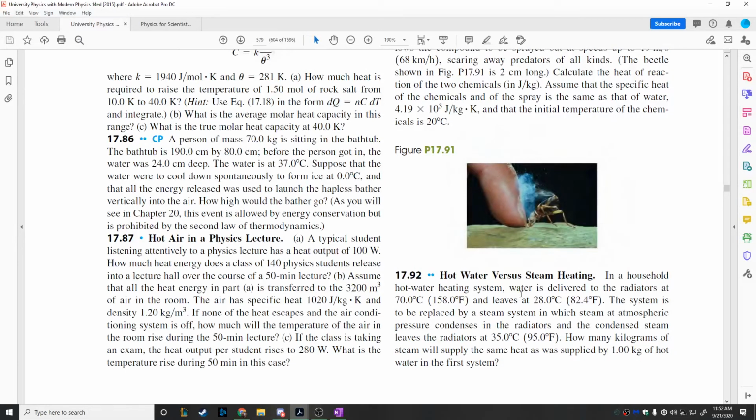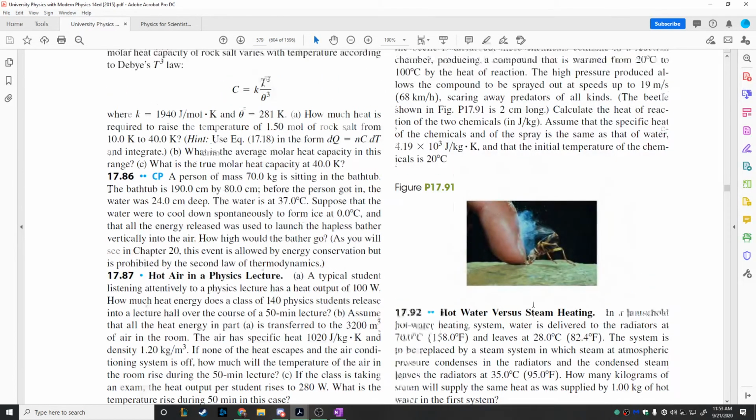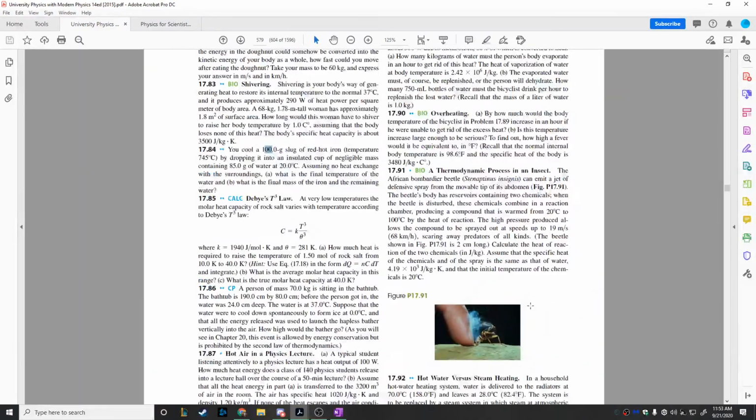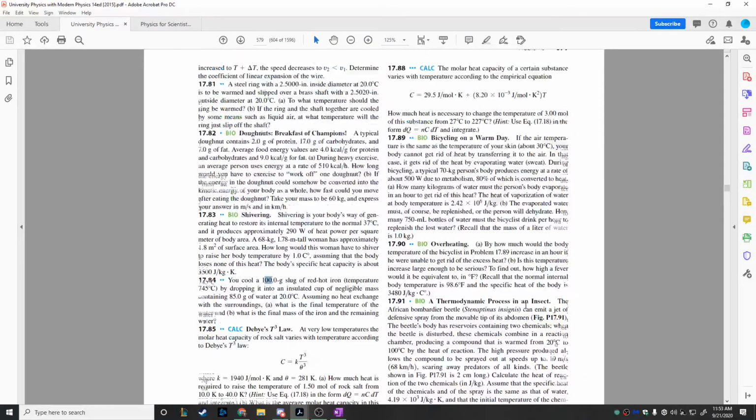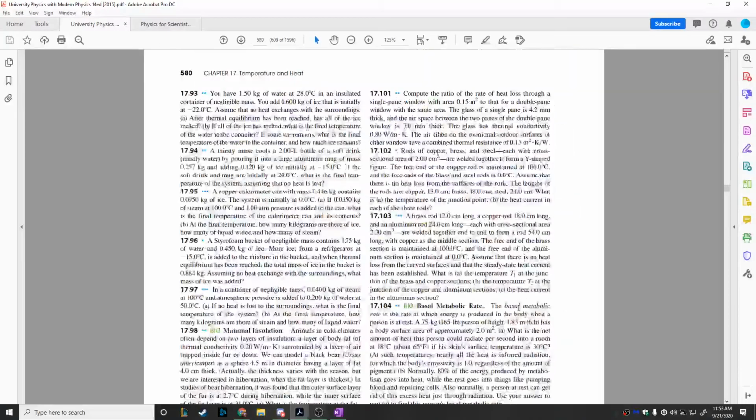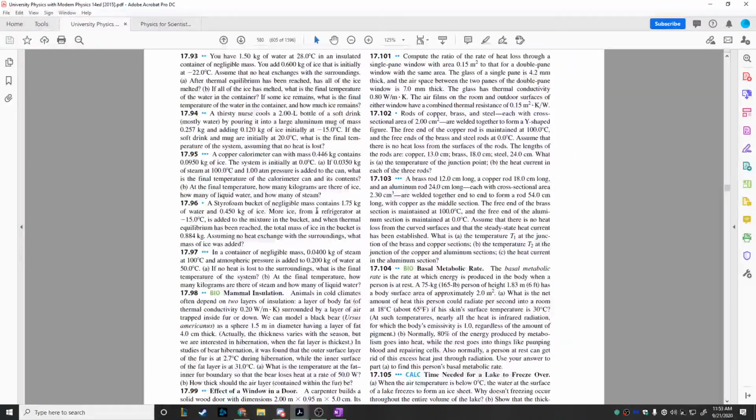Silly. Hot water versus steam heating. In a household, hot water heating, water is delivered to radiators by this. Yeah, this is kind of a silly one too. We may have to go to a different book. No offense to the publishers. Here we go. What's this one?